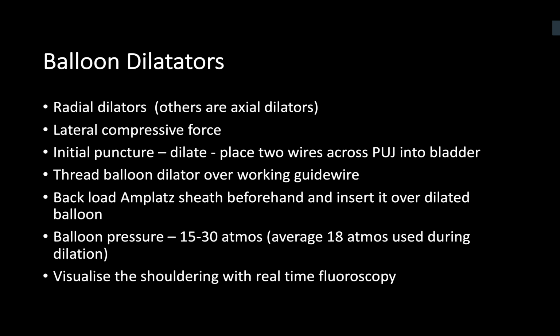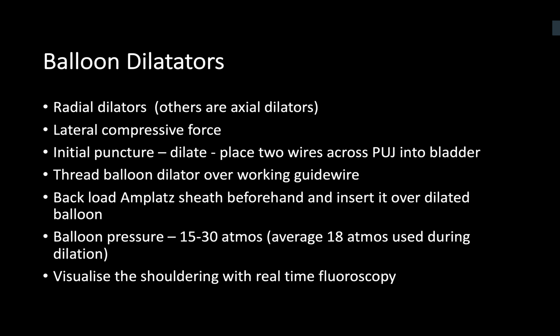So we call one the working guide wire, and the other the safety guide wire. And over the working guide wire, we put this balloon dilator. The advantage of balloon dilators is that the balloon dilator is a radial dilator, whereas the other ones are axial, so we have to put them one by one through the sheath. But this is once the balloon dilator is within the kidney, which we can know by the radio opaque marker at the tip of the balloon dilator.